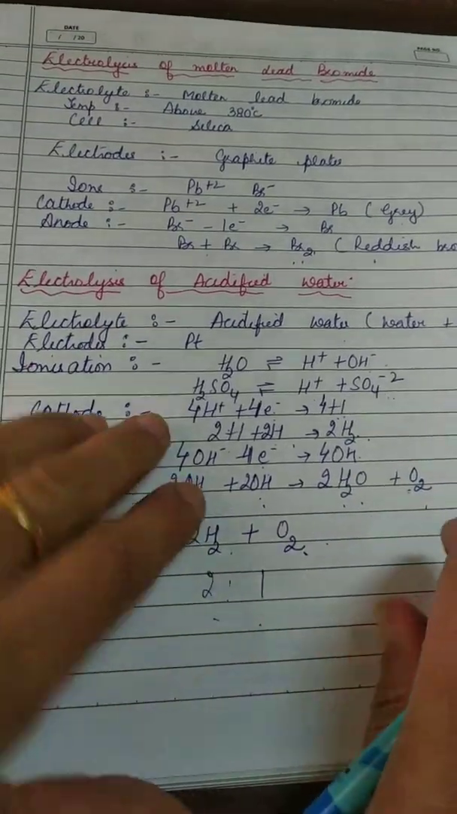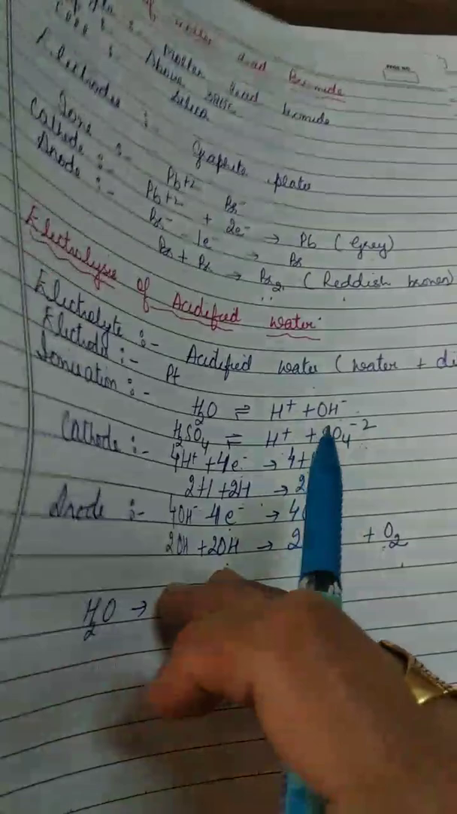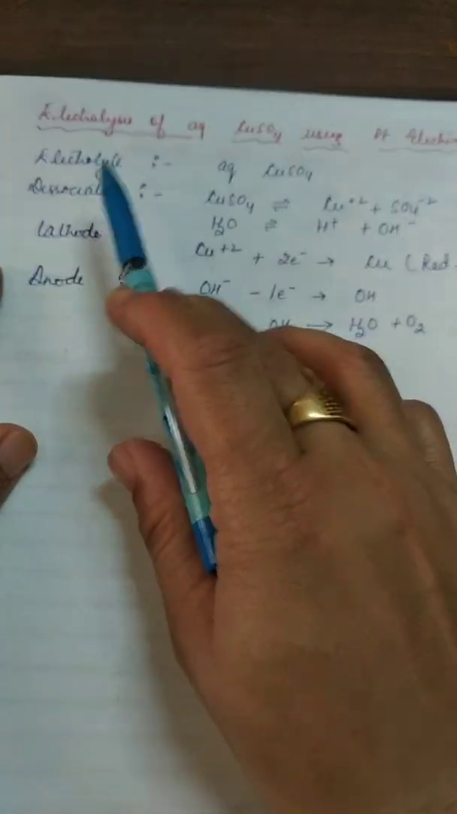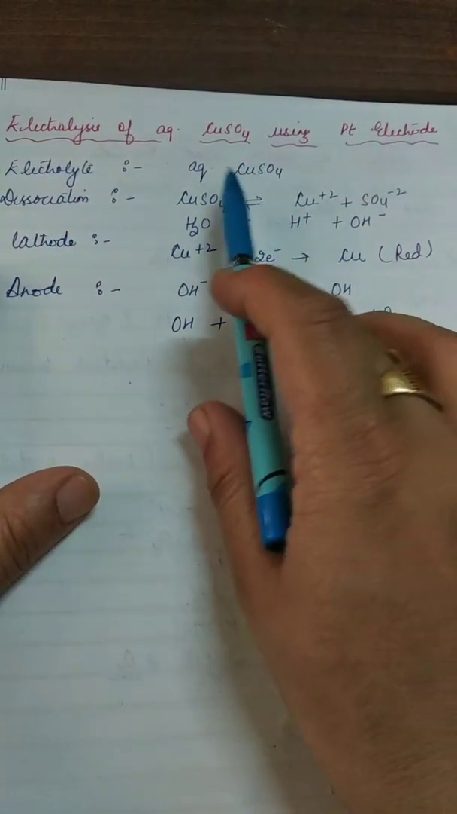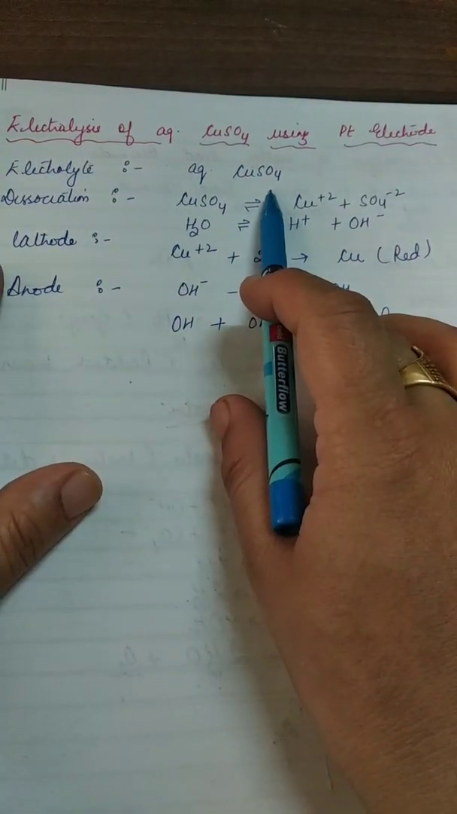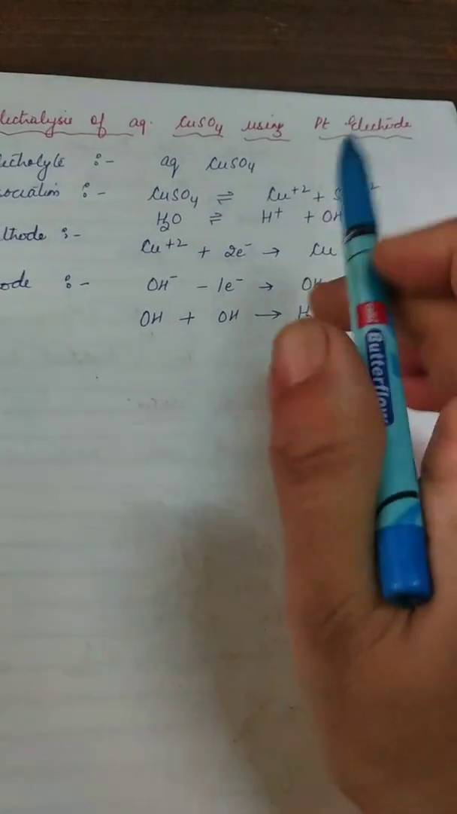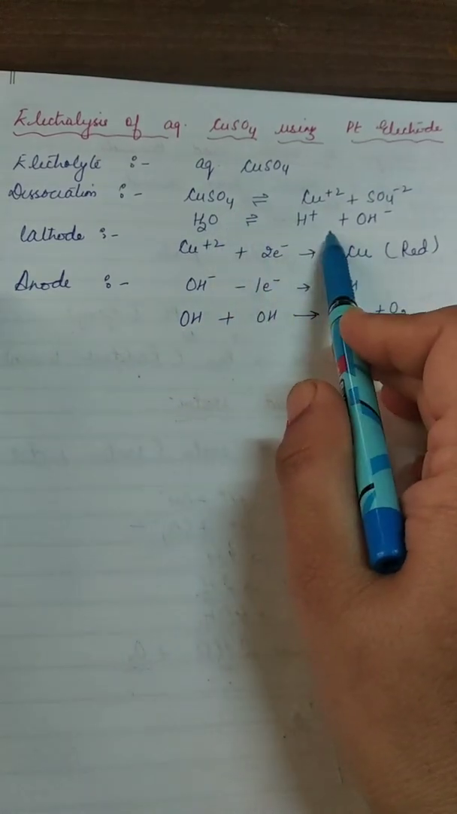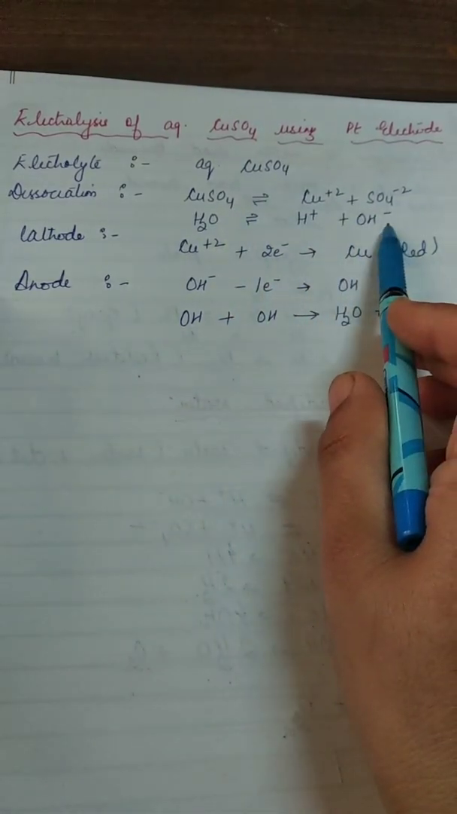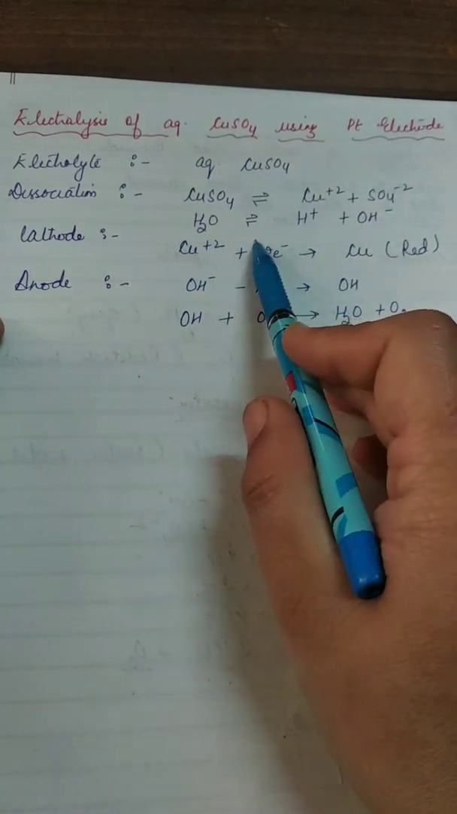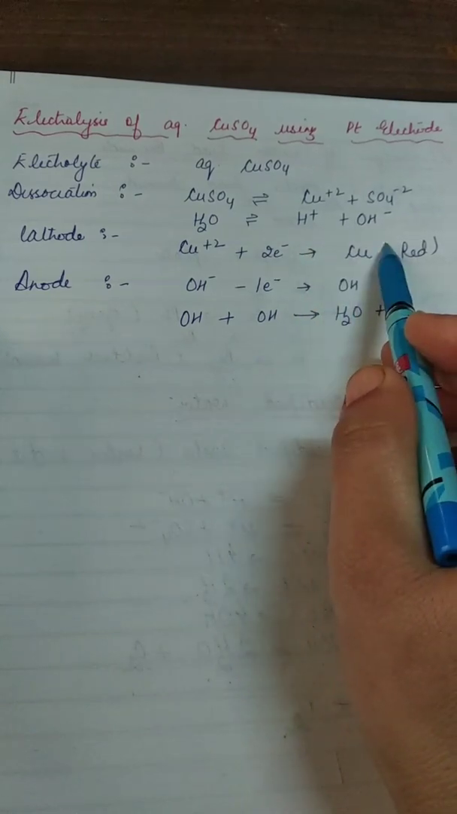Now third example, electrolysis of aqueous copper sulfate using platinum as electrodes. Electrolyte used here is aqueous copper sulfate, or you may say saturated solution of copper sulfate. So when we pass electric current, CuSO₄ dissociates to give us Cu²⁺ and SO₄²⁻. And water is also present as an electrolyte which dissociates to give us H⁺ and OH⁻.